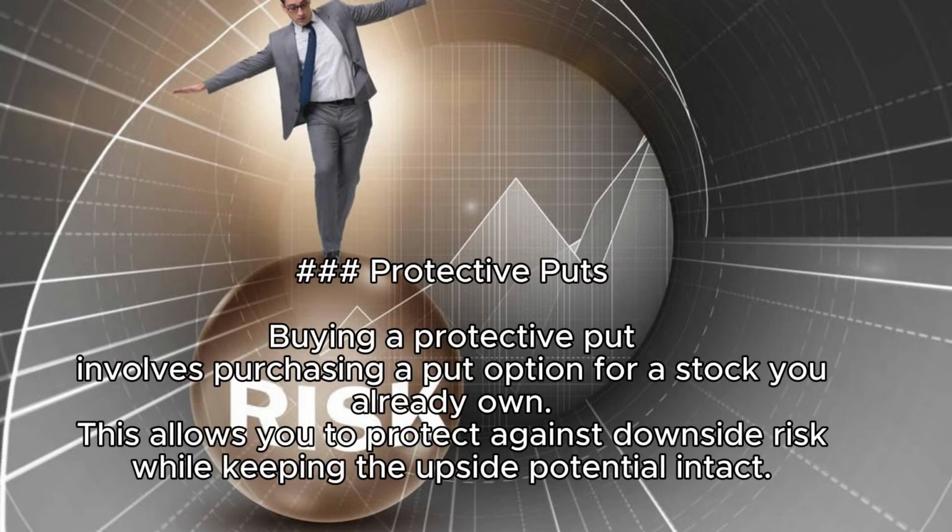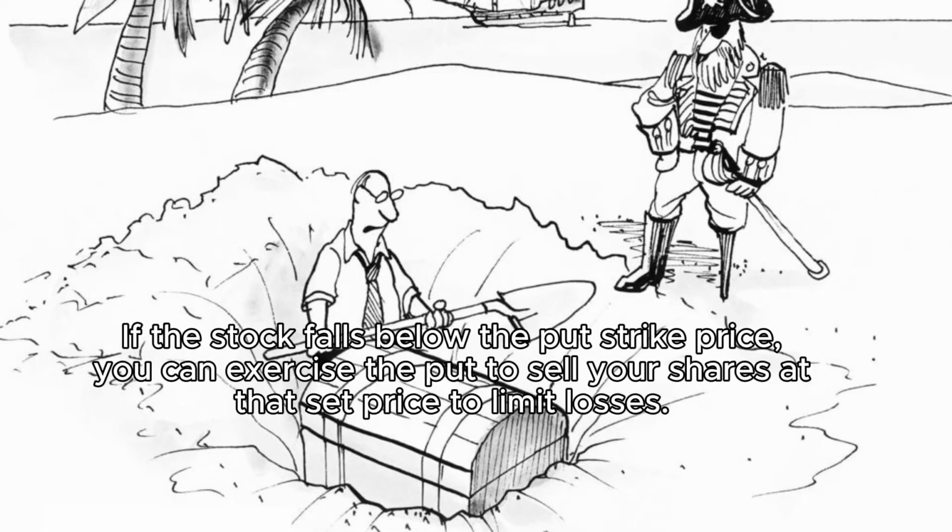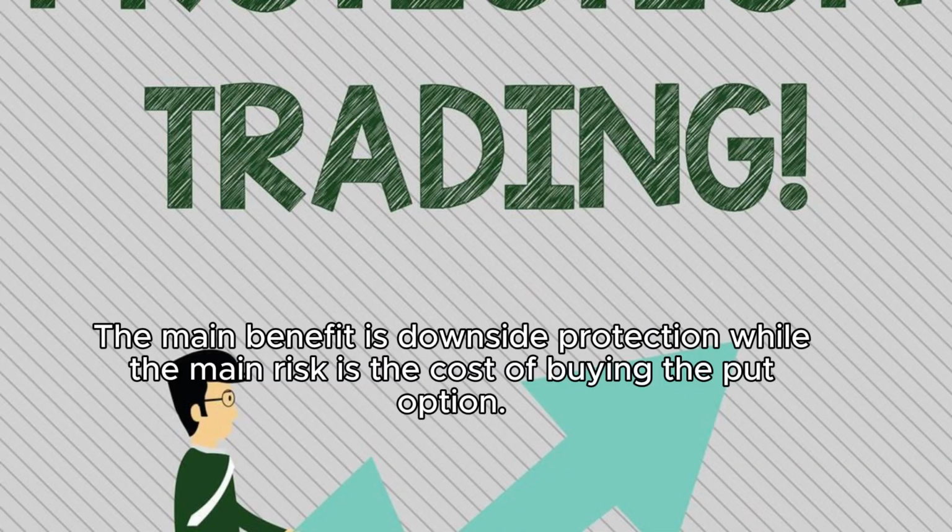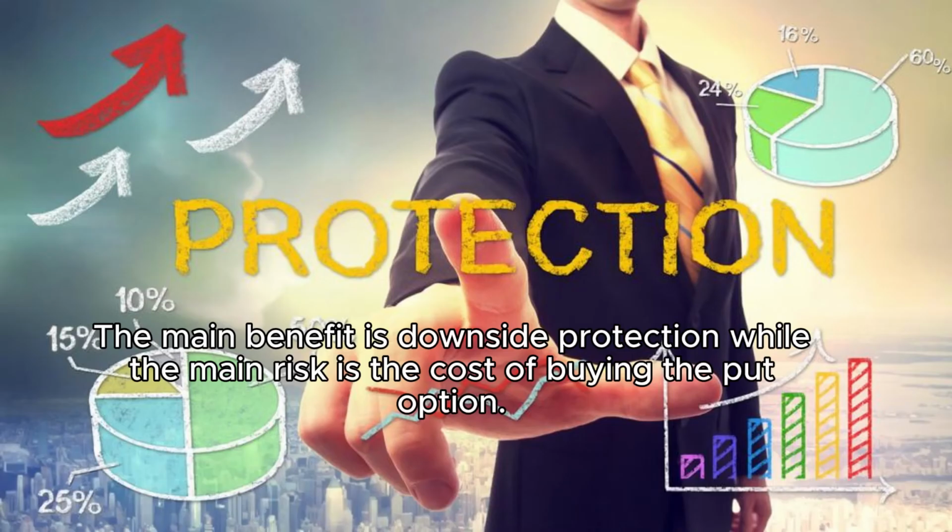Protective puts. Buying a protective put involves purchasing a put option for a stock you already own. This allows you to protect against downside risk while keeping the upside potential intact. If the stock falls below the put strike price, you can exercise the put to sell your shares at that set price to limit losses. The main benefit is downside protection, while the main risk is the cost of buying the put option.